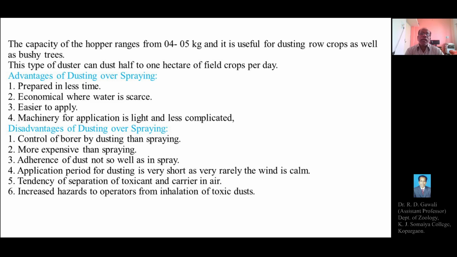More expensive than spraying. So this may require much of the price or the cost of the powder pesticides. The material or the powder pesticide contents required will be more, because we'll have to apply a large quantity of the powder pesticide all over the crop field, and thus it is more expensive than spraying.